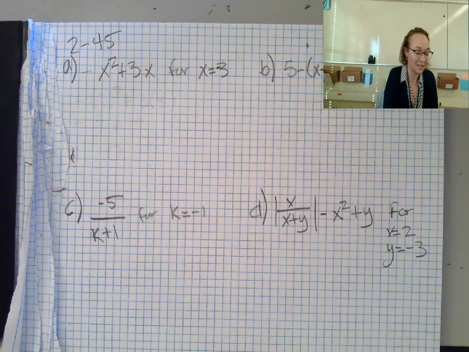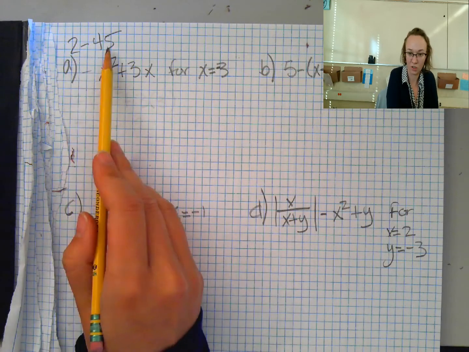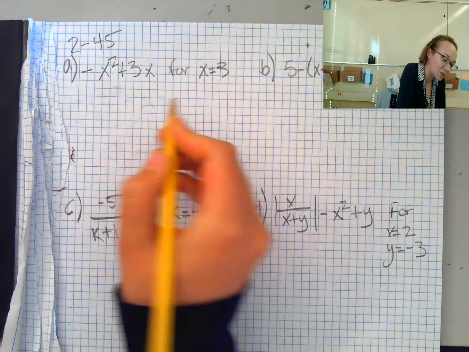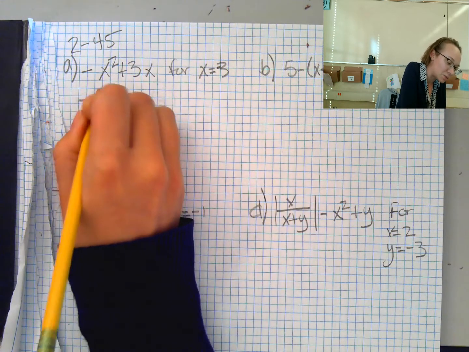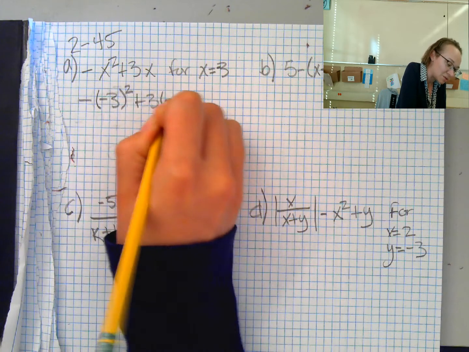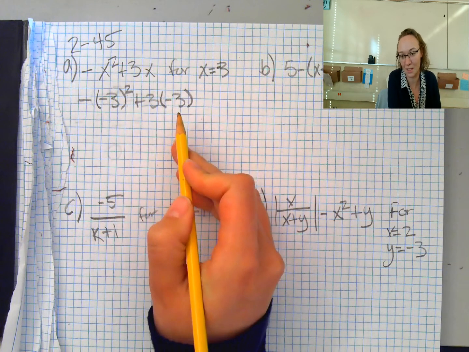I'm going through the problems on 2-45, starting with A. So here we have negative x squared plus 3x for x equals negative 3. So I'll replace my negative 3 in with the square, plus 3 times negative 3. Notice I'm putting that negative 3 in parentheses every time.